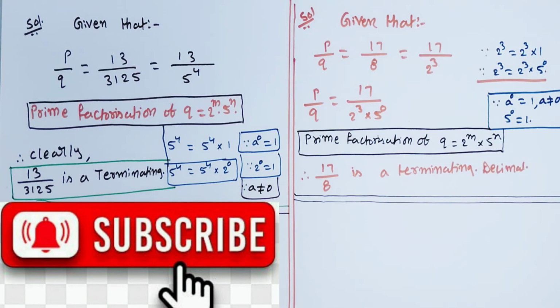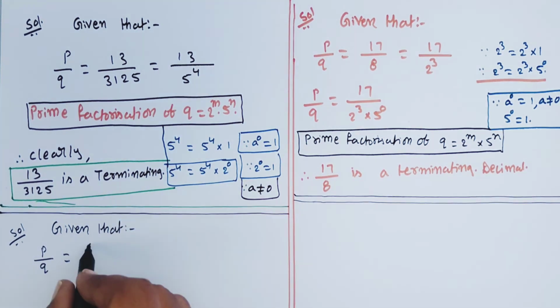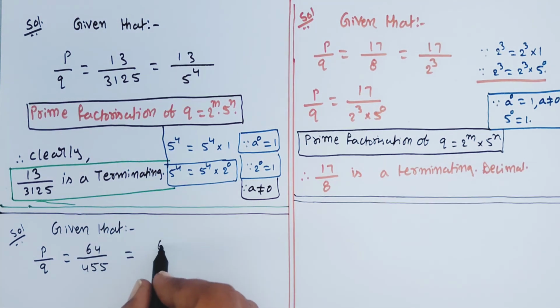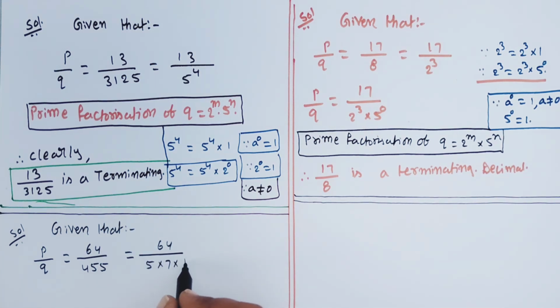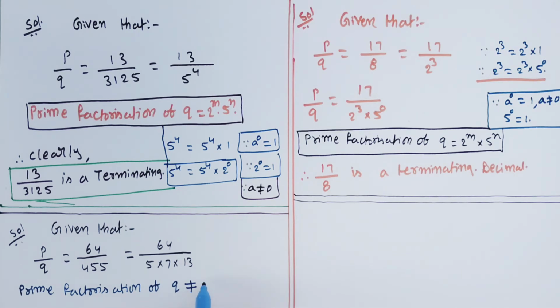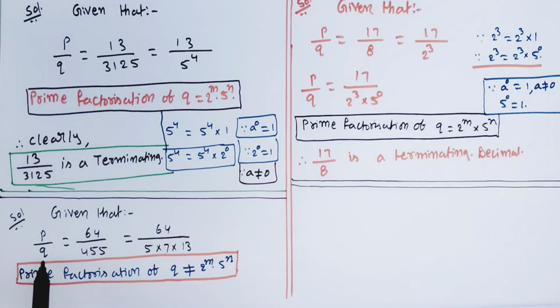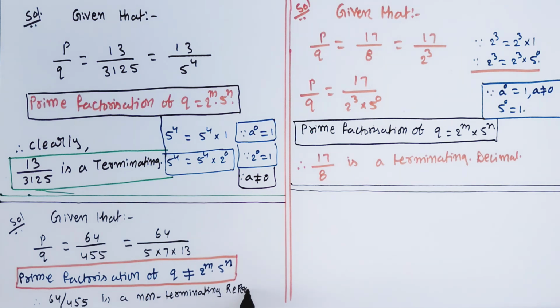Now we take one more solution. Given that p by q is a rational number, 64 by 455. The prime factorization of 455 is 5 into 7 into 13. So the prime factorization of q is not in the form of 2 power m into 5 power n. Yes, q is not in the form of 2 power m into 5 power n. Therefore 64 by 455 is a non-terminating repeating decimal or recurring decimal.